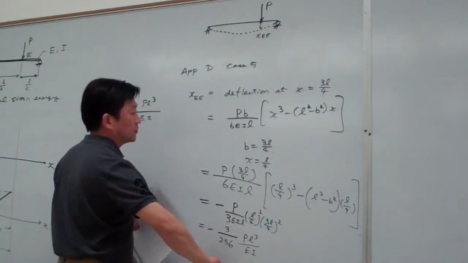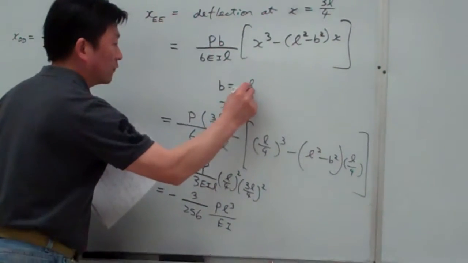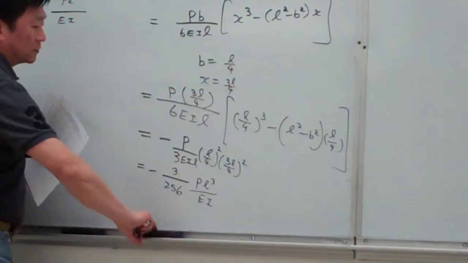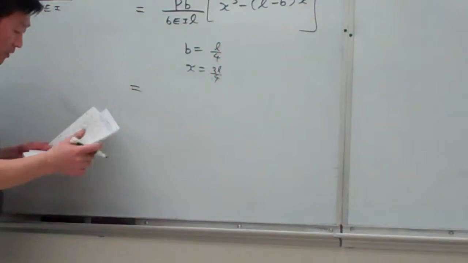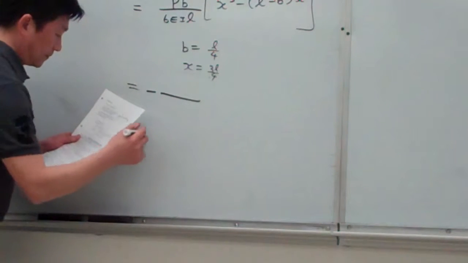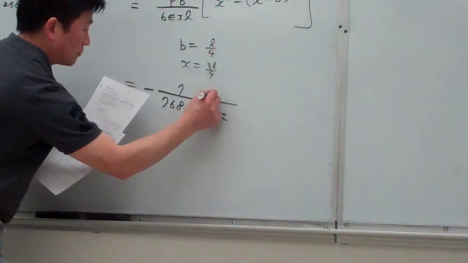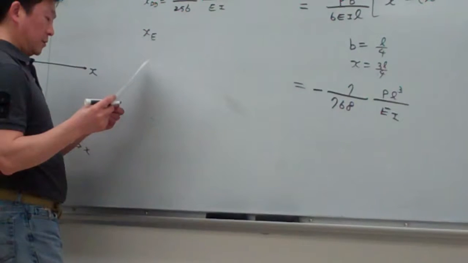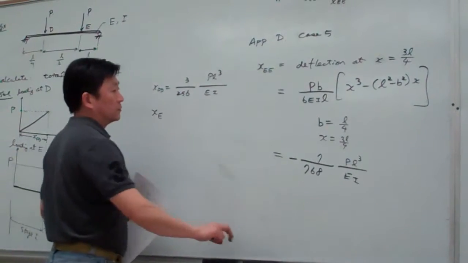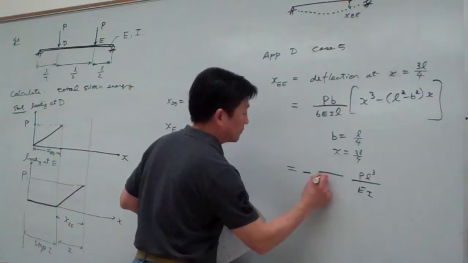So B would not be 3 over 4. So B will be L over 4. This is 3L over 4. Okay, so we plug in everything. And then the result will be the one, I copied the wrong numbers, sorry. So you flip them? Yes. Not flipping. This one is the same.